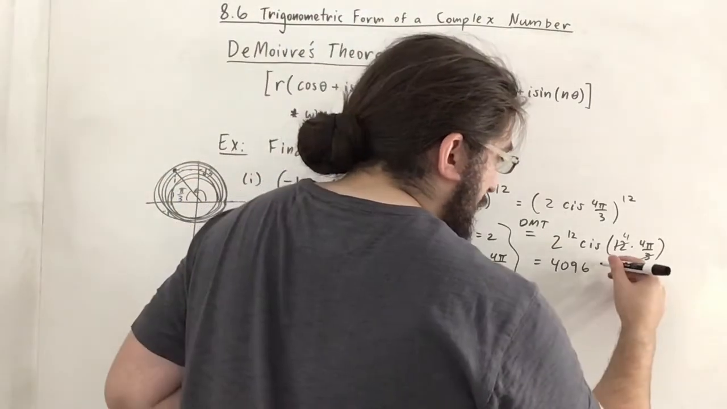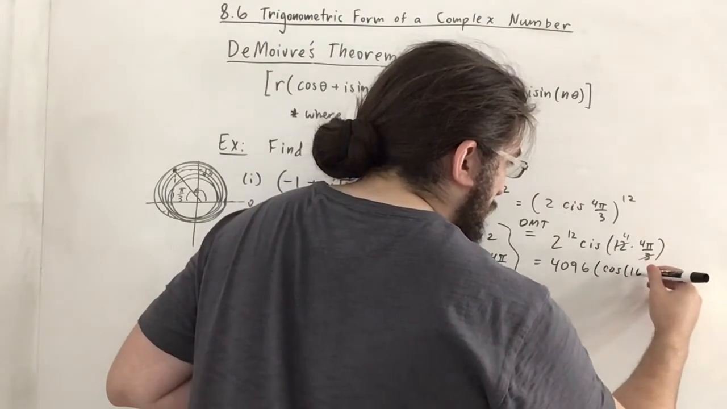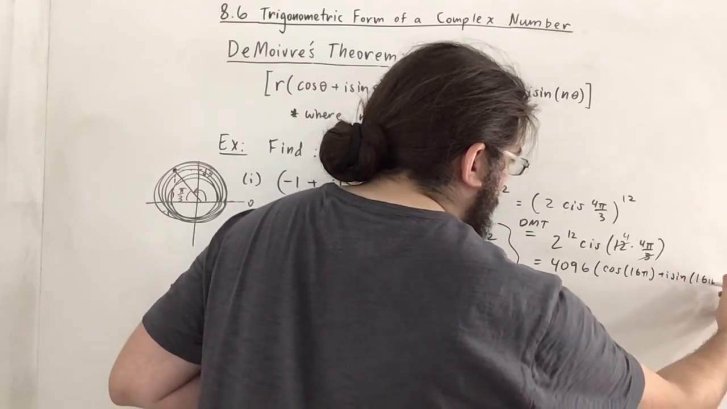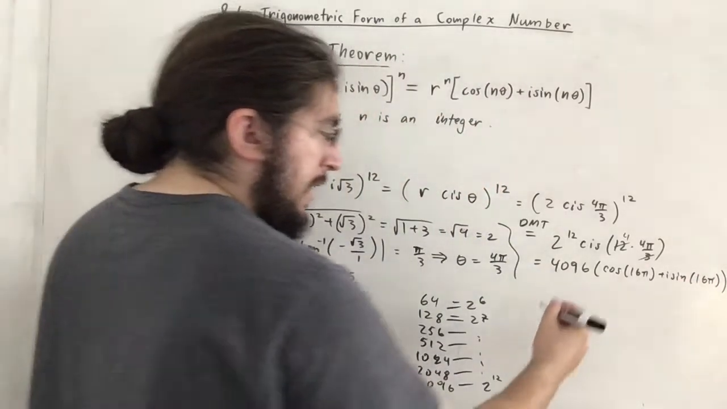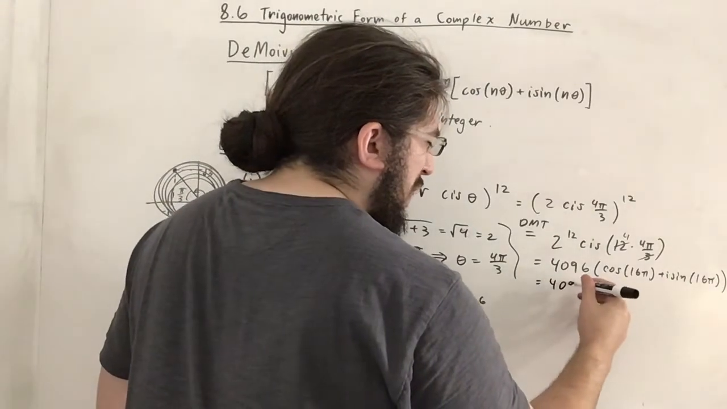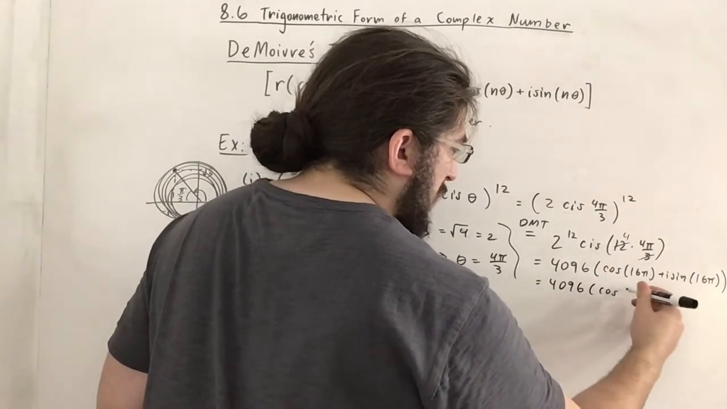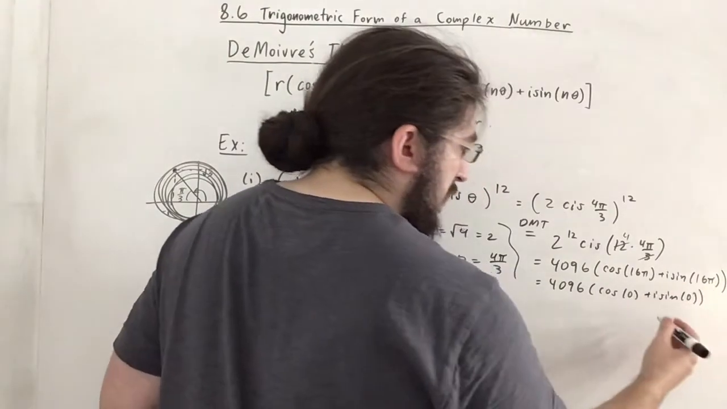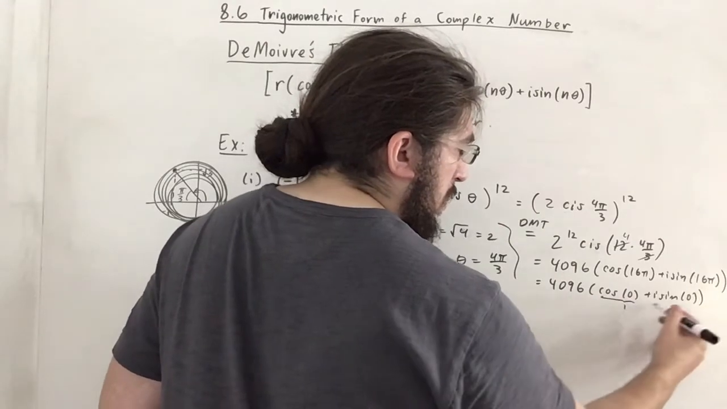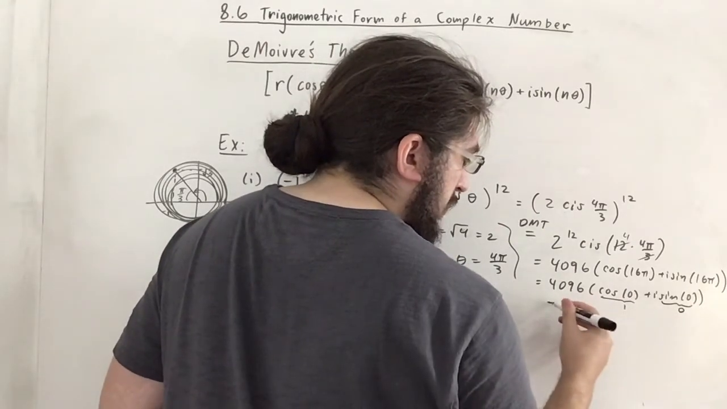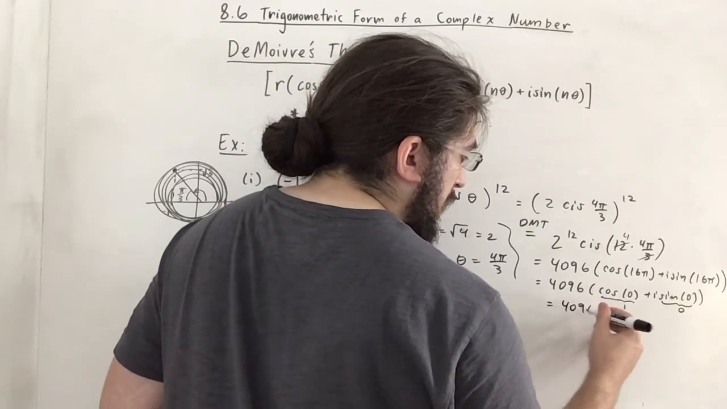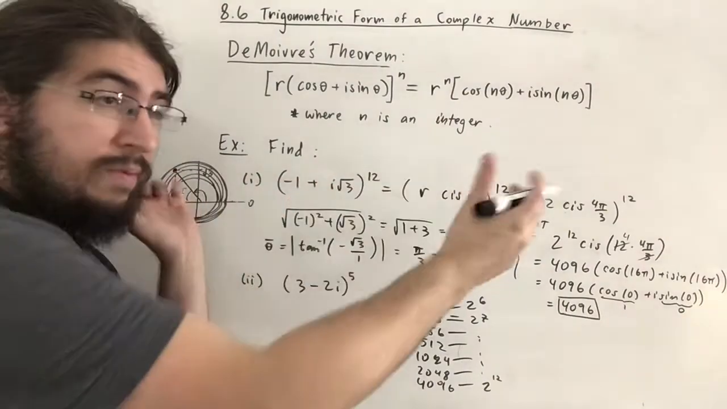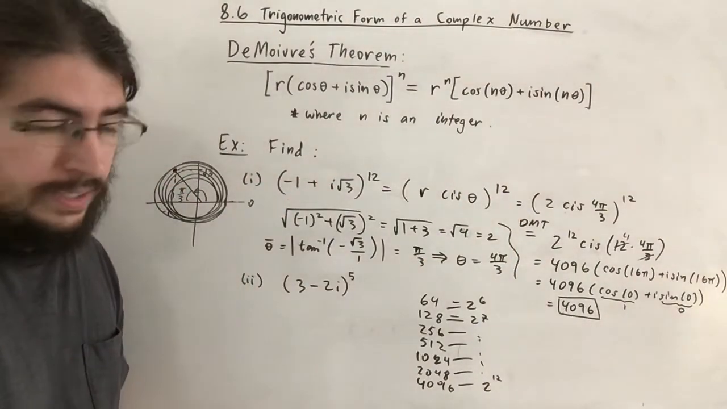So this is the same as, so just to show you, this is cosine of 16 pi plus i sine of 16 pi. But again, since 16 pi is coterminal to 0, we can really write this as cosine of 0 plus i sine of 0. Now, since sine of 0 is 0, but cosine of 0 is 1, we end up just getting the answer being 4096. Which may seem like a pretty long process, but try foiling this out so that you have 12 of them. That will take way longer, as it turns out.